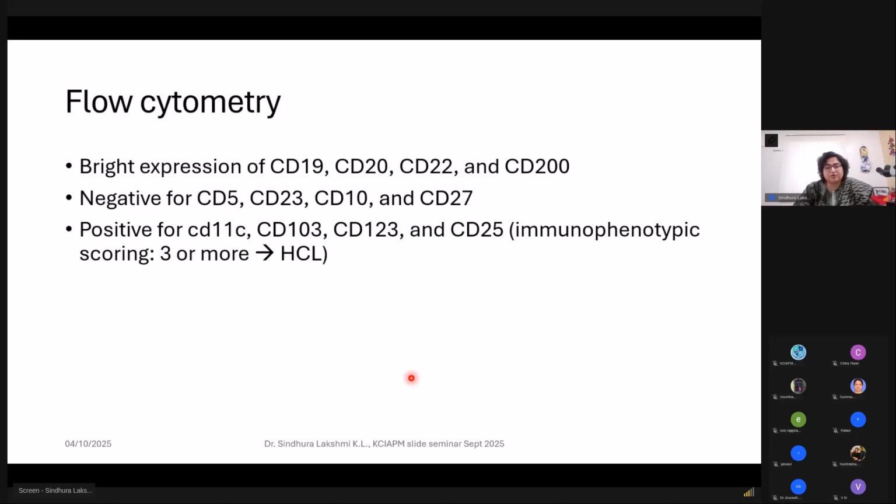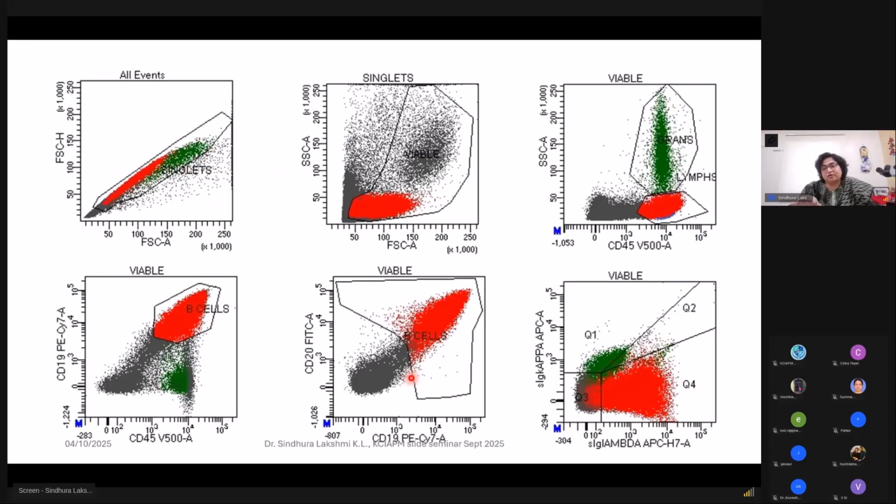In such cases, if the CD25 is negative, you must consider hairy cell leukemia variant, particularly if the total count is normal or increased in the peripheral blood. Now, these flow plots pertain to the case that was given. I will not go into the basics for want of time.